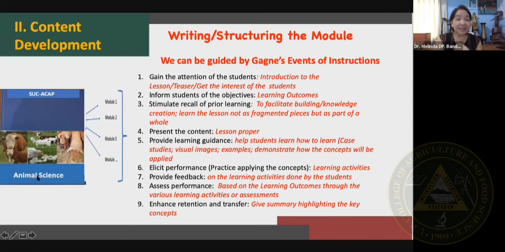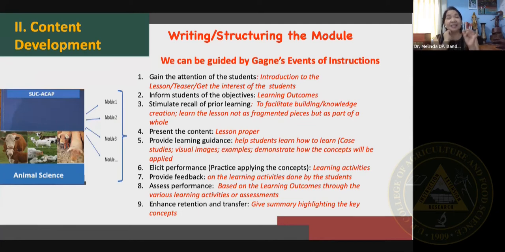Yung katulad na ipinakita ko kanina na module, printed module. So, gain the attention of the students. So, introduction to the lesson, get the interest of the students. Di ba, usually may introduction tayo na ginagawa. Before we discuss a specific lesson, meron tayong konting introduction to gain the attention or to pick the interest of our students.